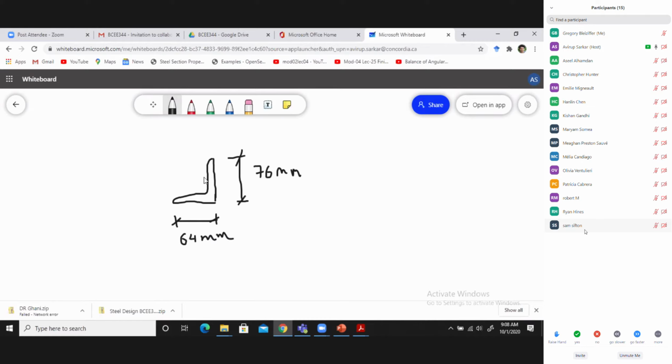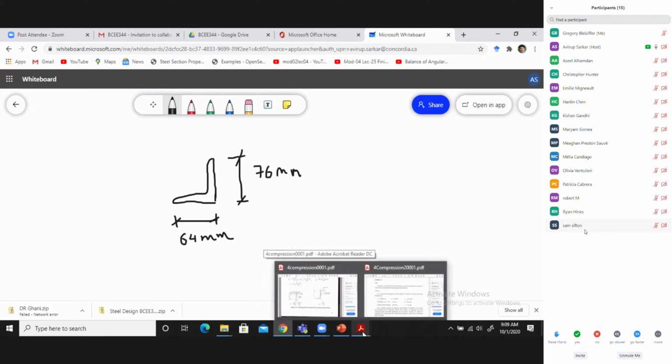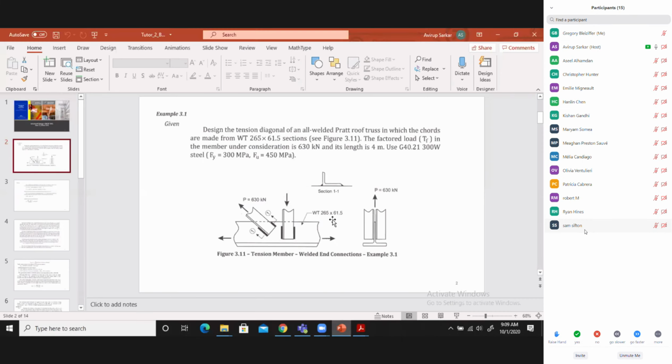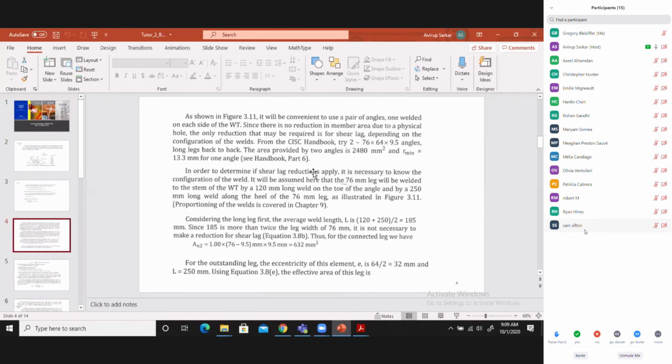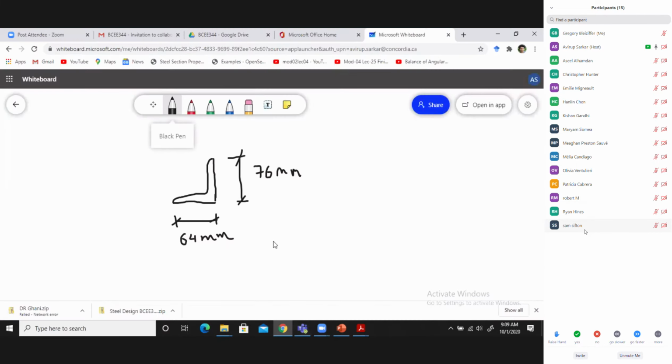Now we have two sections back to back like this. If you see the nomenclature, what was mentioned is that the sections were provided long legs back to back. So we tried with section 76 cross 64 cross 9.5 long legs back to back. So what does it mean? It means that this side is known as the long leg.